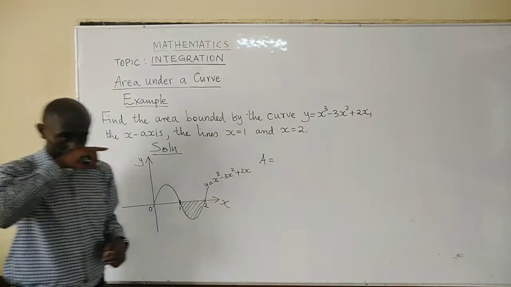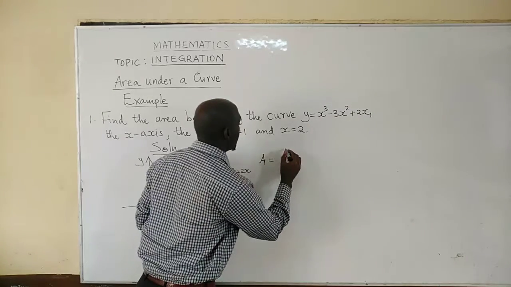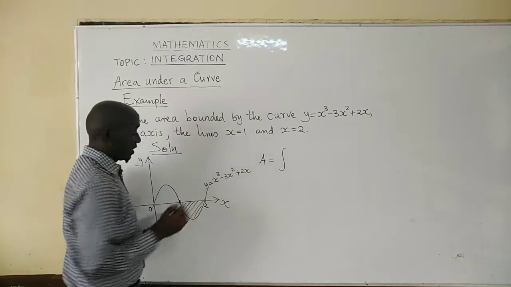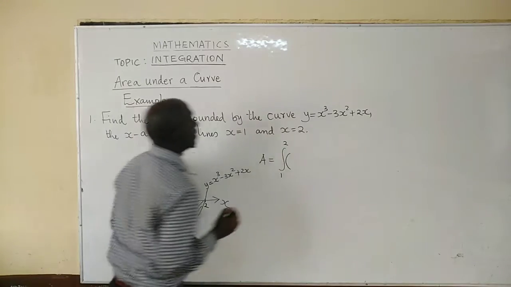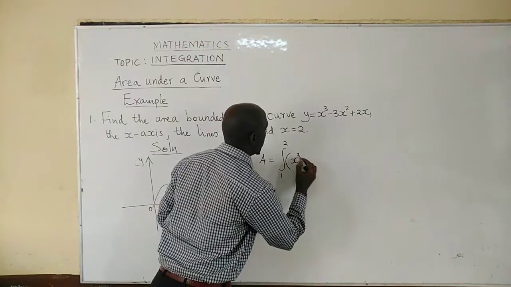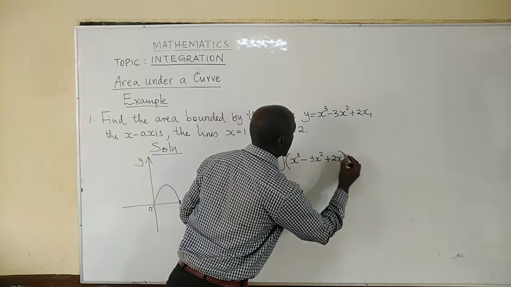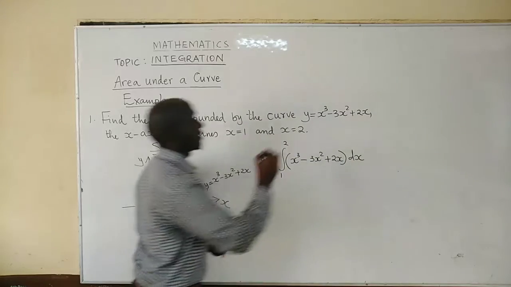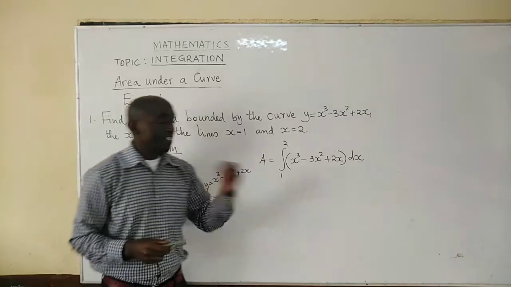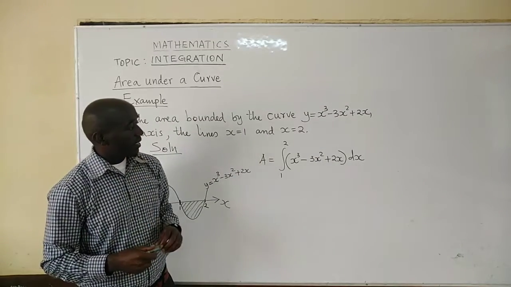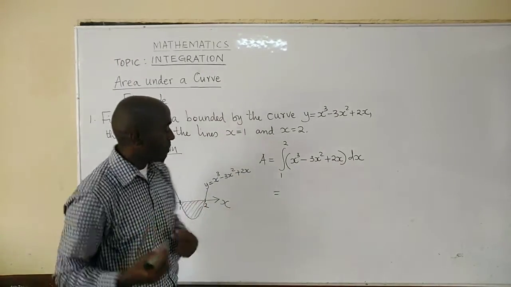To get the area by integration, we find the definite integral within the limits 1 and 2 of x cubed minus 3x squared plus 2x with respect to x. That is how we find area. That is what we covered in our previous lesson. We find this definite integral. Let us do that. The first step, if you remember, is to integrate.